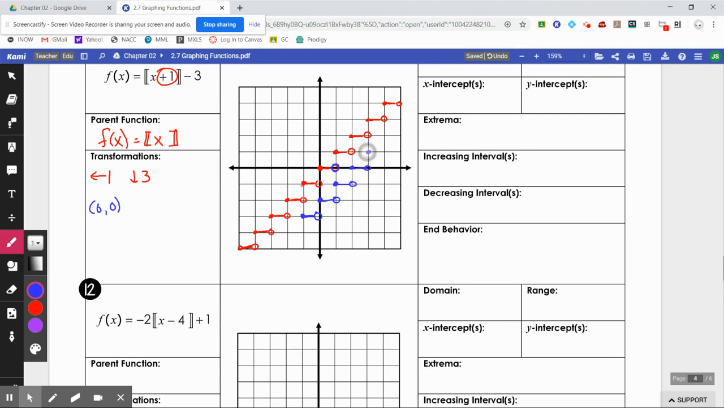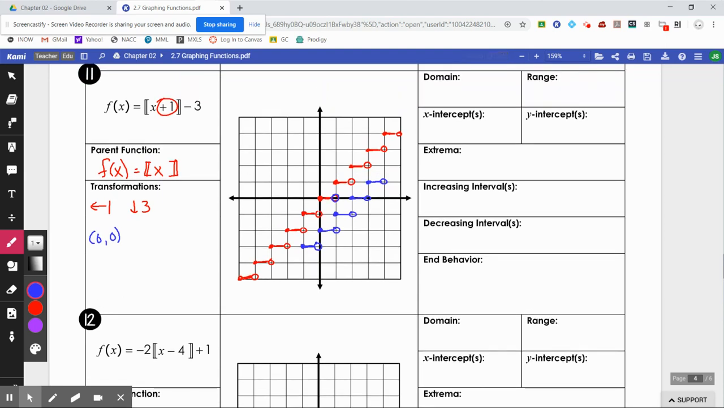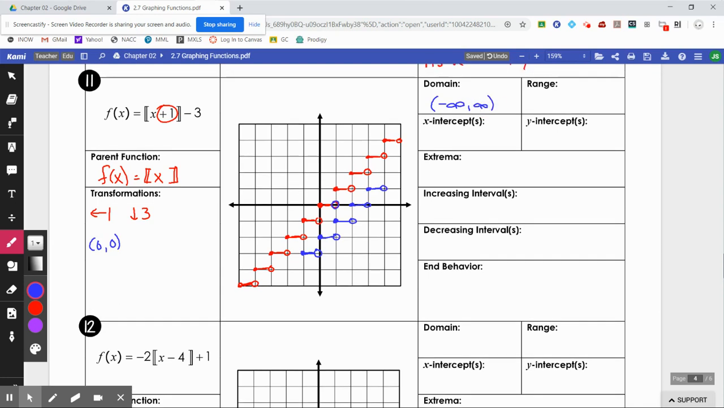So open, close circle, and just connect them. So it'll look something like the blue function. Our domain would be all values. There's no restrictions there. Our range, notice that again with the step function that there's nothing in between. So our range will be just my integers.